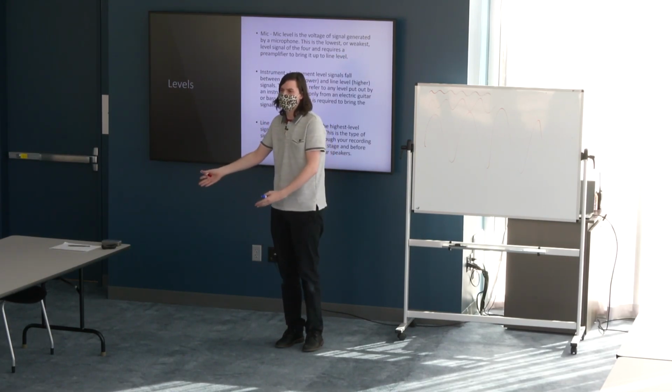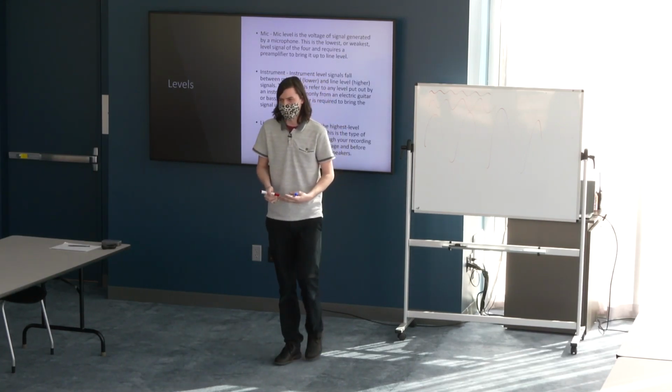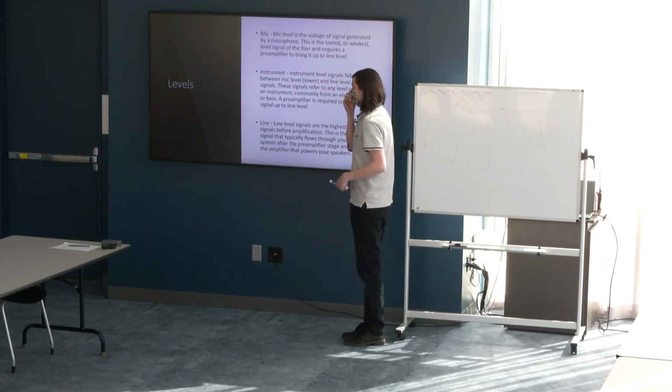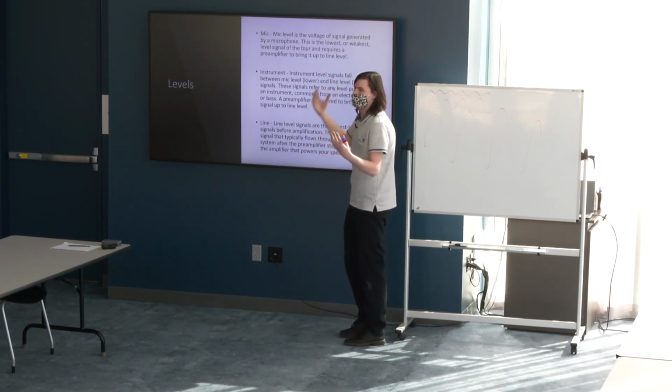Our amplifiers that we use to amplify our sound need line level signals so they know what the signals are. We have microphones at instrument level. How do we get it up to line level? We have these devices called preamplifiers, okay? And a preamplifier increases the amplitude of levels.